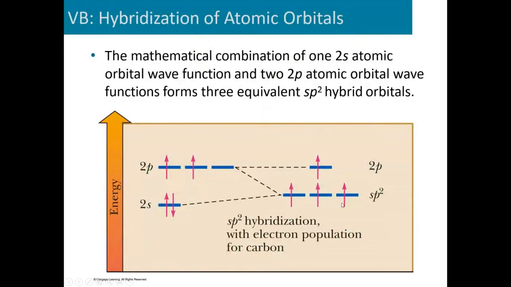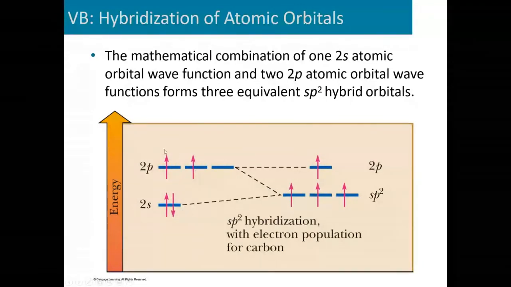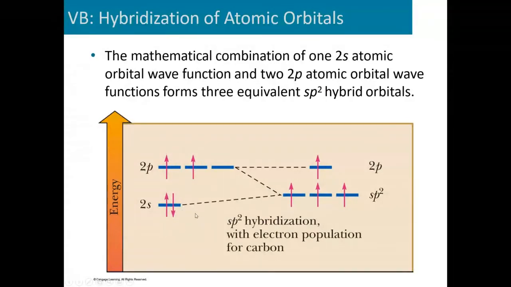So what happens if you have, for example, a mix of only two p orbitals with one s orbital? Well, then you form what's called sp2 hybrid orbitals, and one of the p orbitals remains intact. So what does it mean to you?